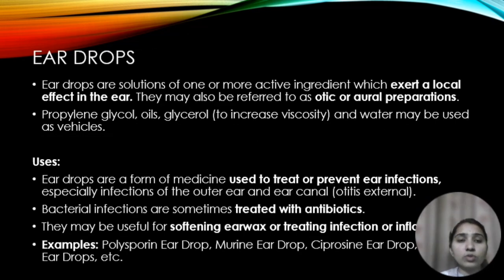So next dosage form is the ear drop. Ear drops are mainly used for the ear. Ear drops are solutions of one or more active ingredients which exert a local effect in the ear. They may also be referred to as otic or aural preparations.